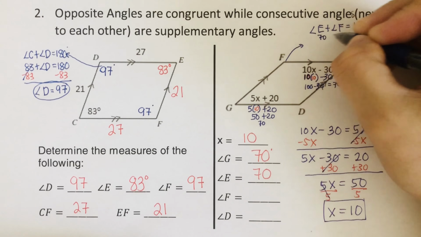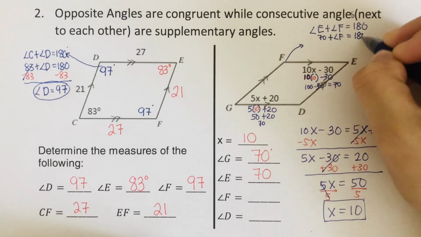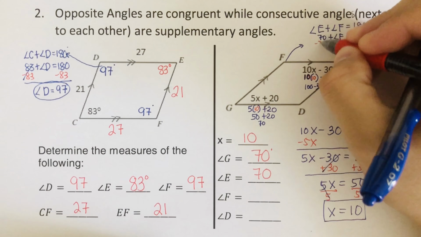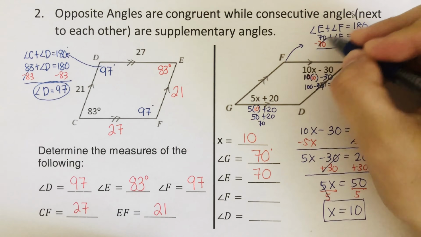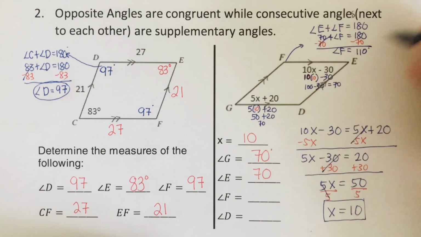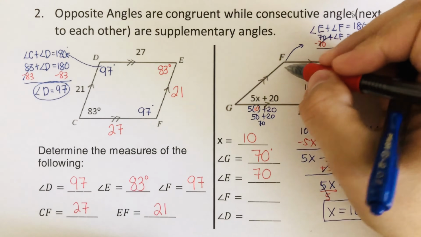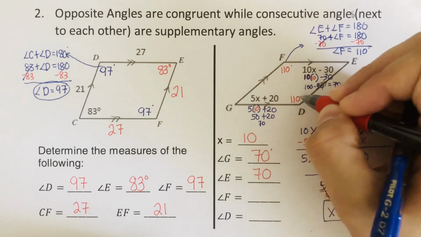So that is 70 plus the angle F is missing equals 180. So I take away 70 from both sides, minus 70 here. So I'm left with angle F is equal to 110 degrees. So this side right here is 110 degrees. Since they're opposite, that's 110 degrees.